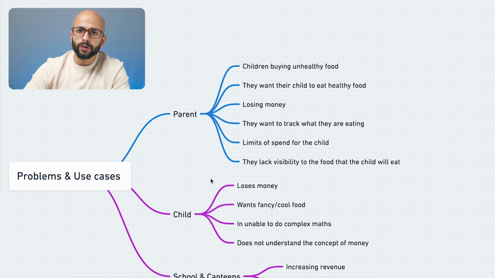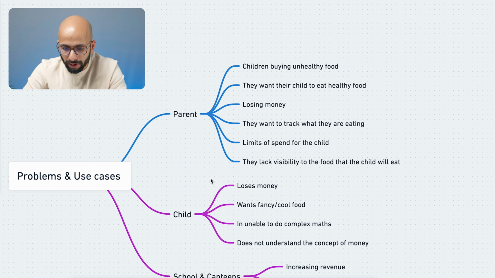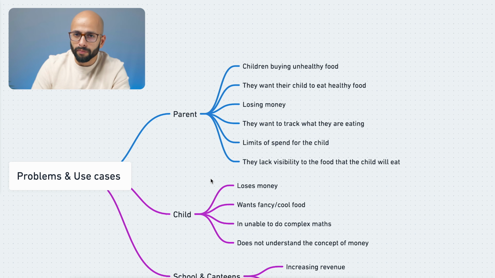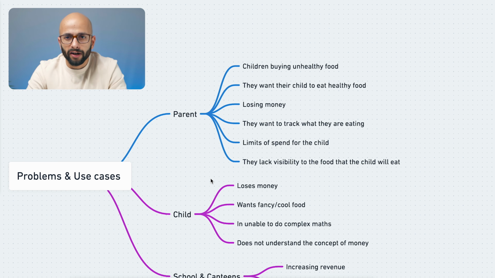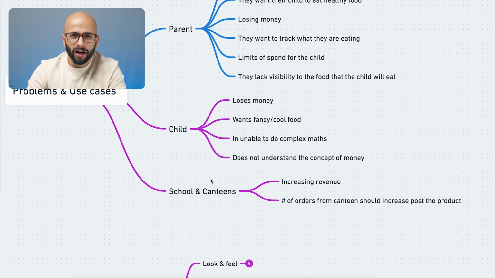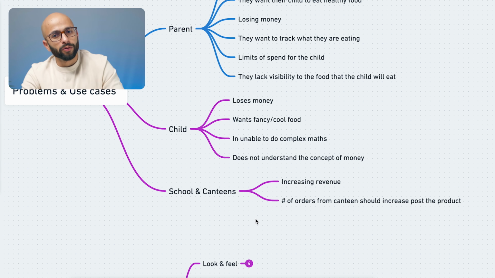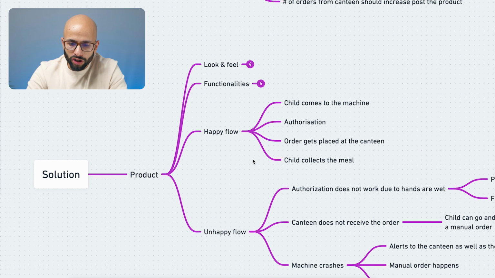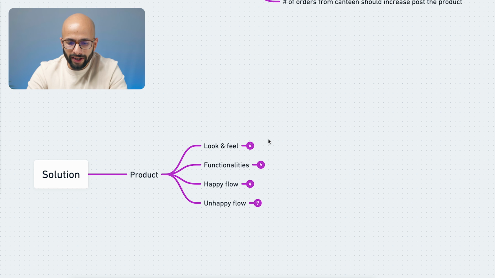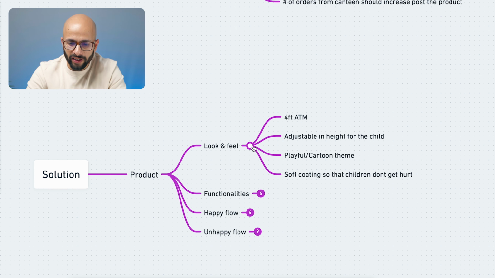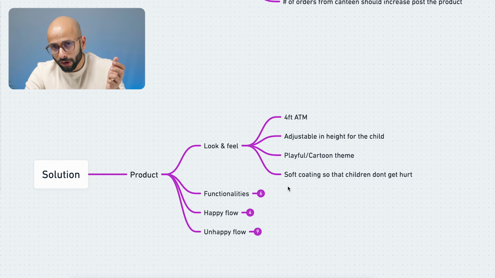For parents, it was children buying unhealthy food and losing the money. For the child, they obviously lose the money and they want fancy, cool-looking food, and they're unable to do complex math, so they can't really do transactions and such. For canteens and schools, it's all about growing revenue. The solution was broken down into primarily 3 parts. One is the look and feel. We spoke about what's the right look and feel for the user: height adjustments, it being safe for them, no hard corners, stuff like that.